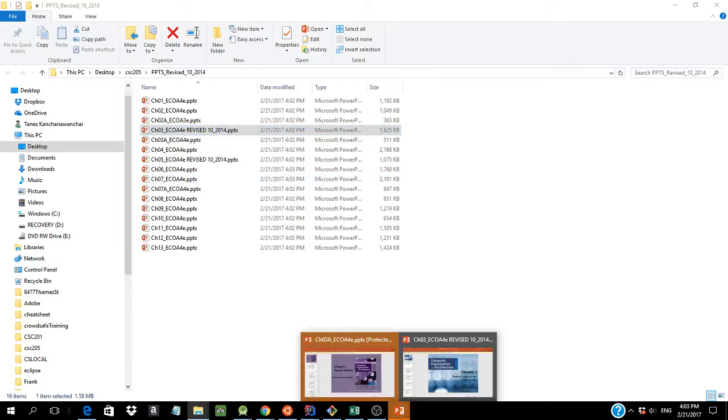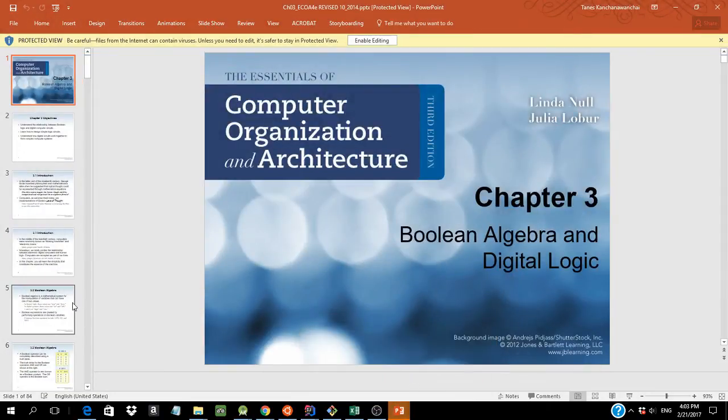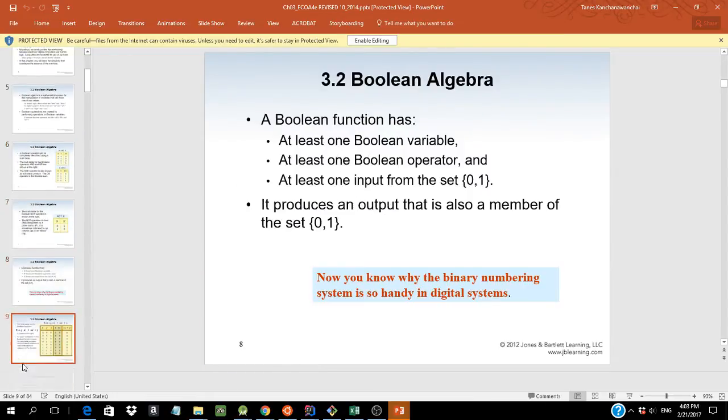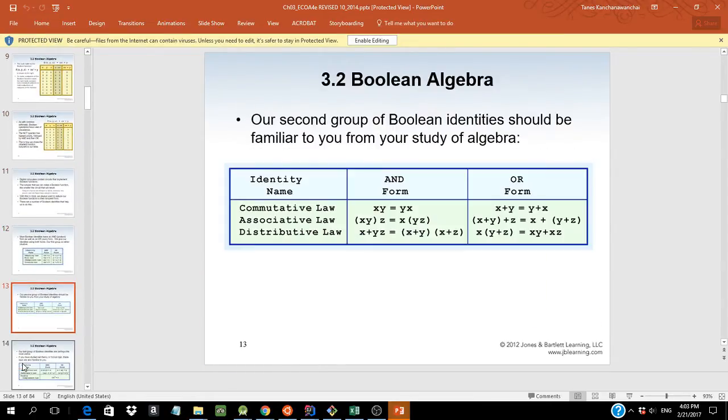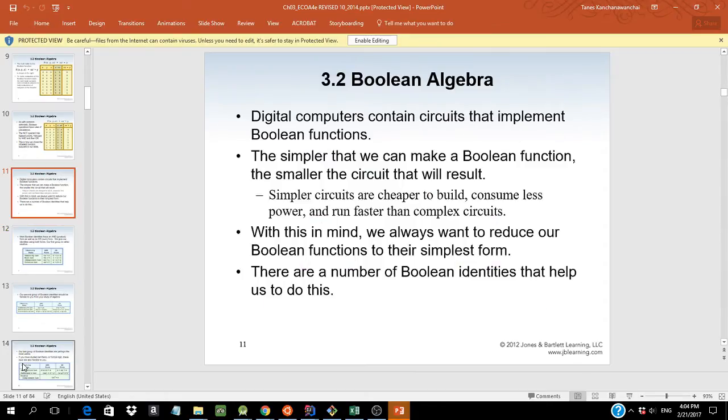All right, so we're going to look at Boolean algebra. Let's look at the same question that we tried to simplify. We talk about the rules, so let's review that part. So these are the rules.